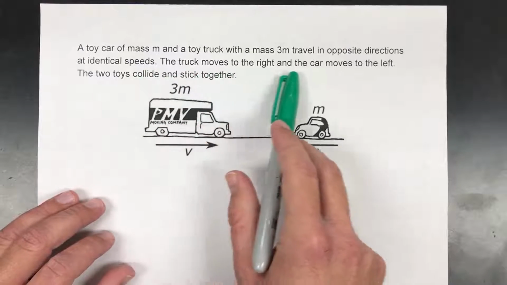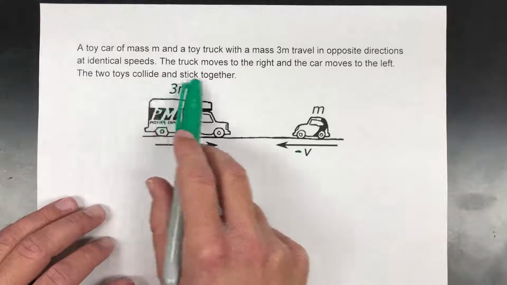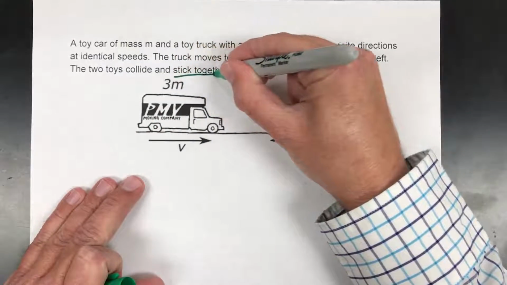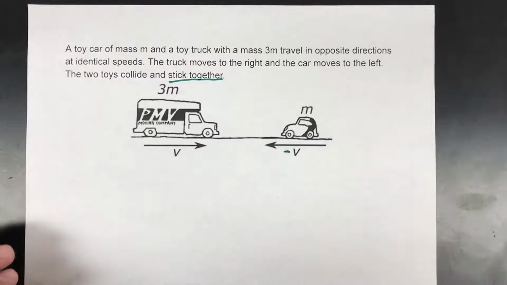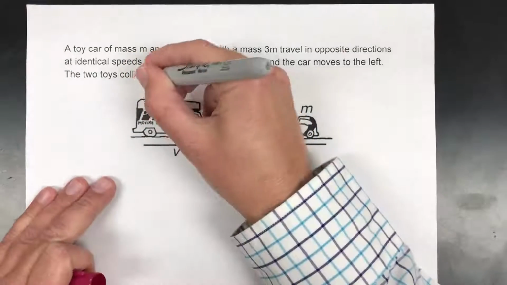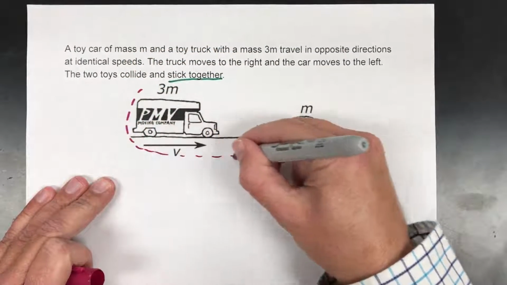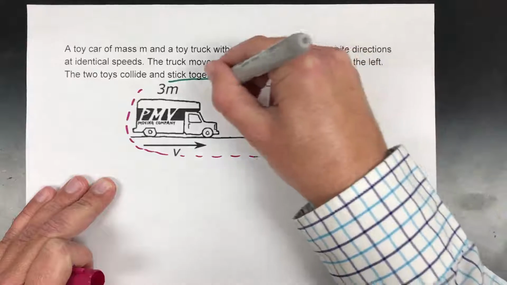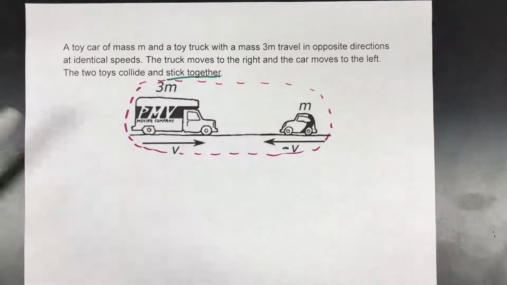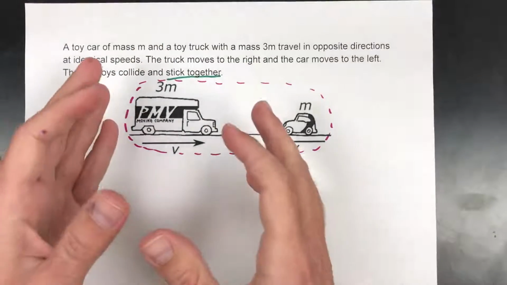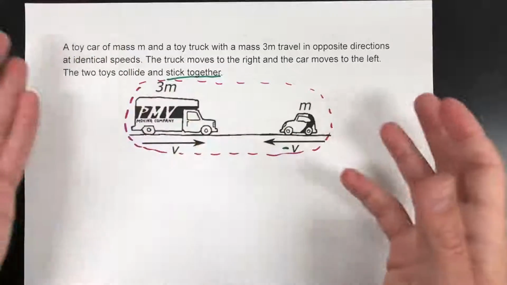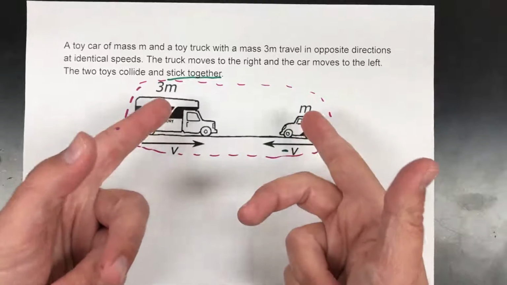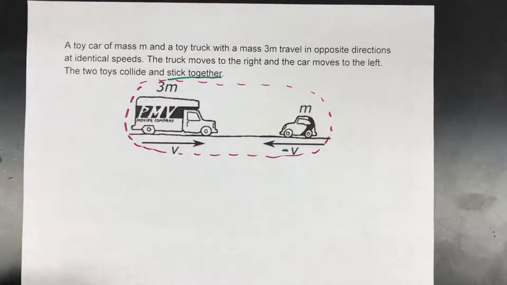So the truck moves to the right and the car moves to the left. The two toys collide and they stick together. That's very important. They travel off as one object afterwards. One thing they want you to do is to draw a dashed line around the system. We only have two things here, and they are our system. There will be no outside forces to these guys from anywhere else, so our system's momentum can't change.